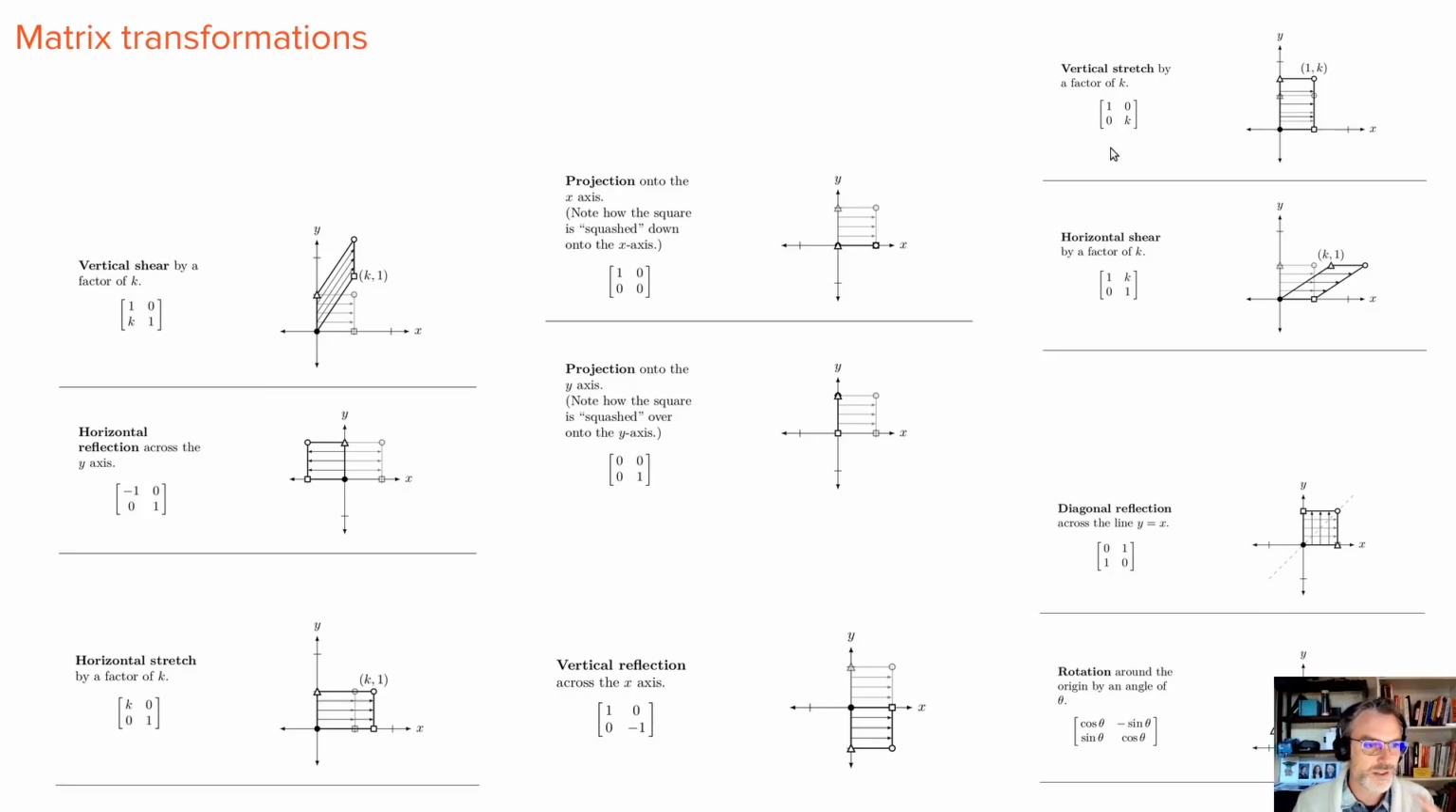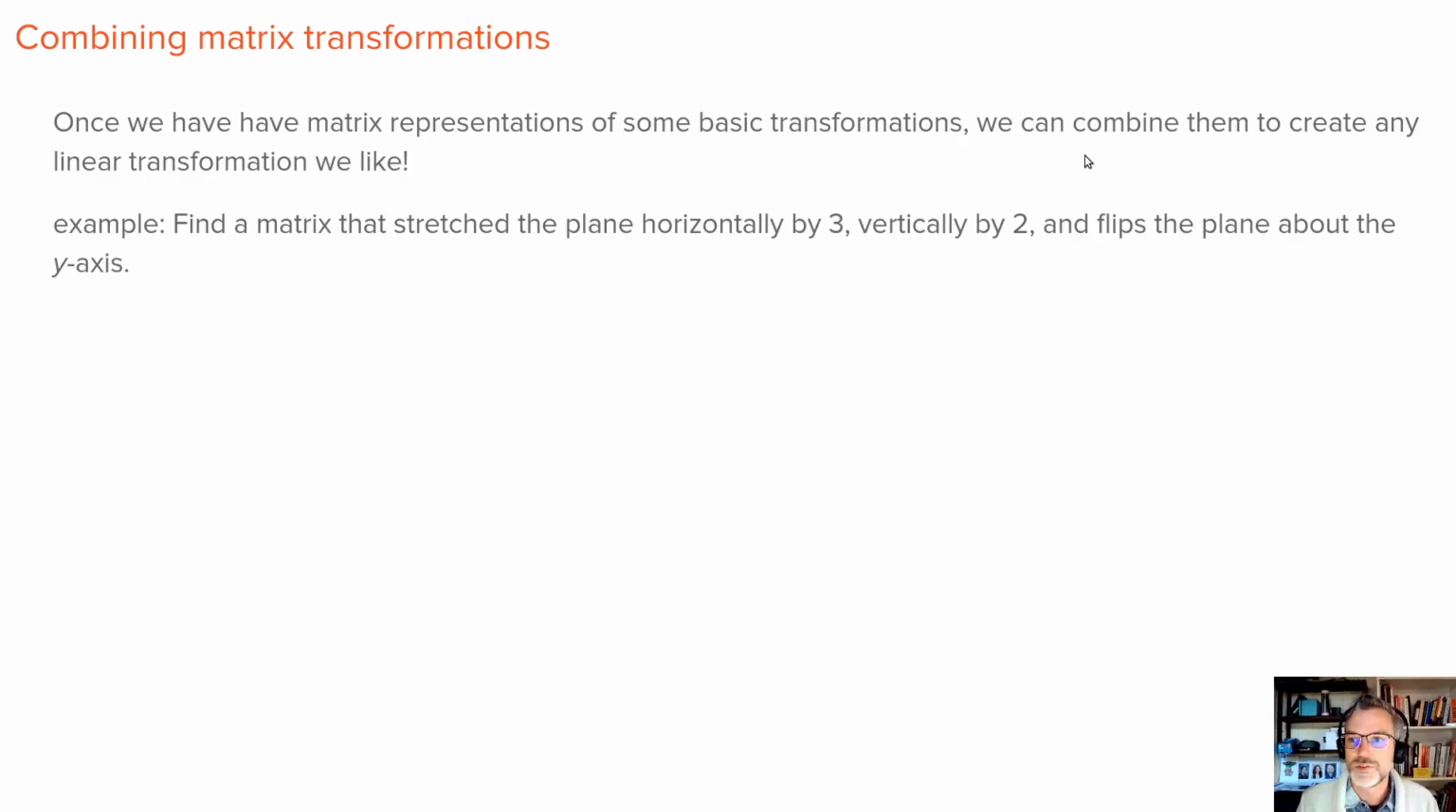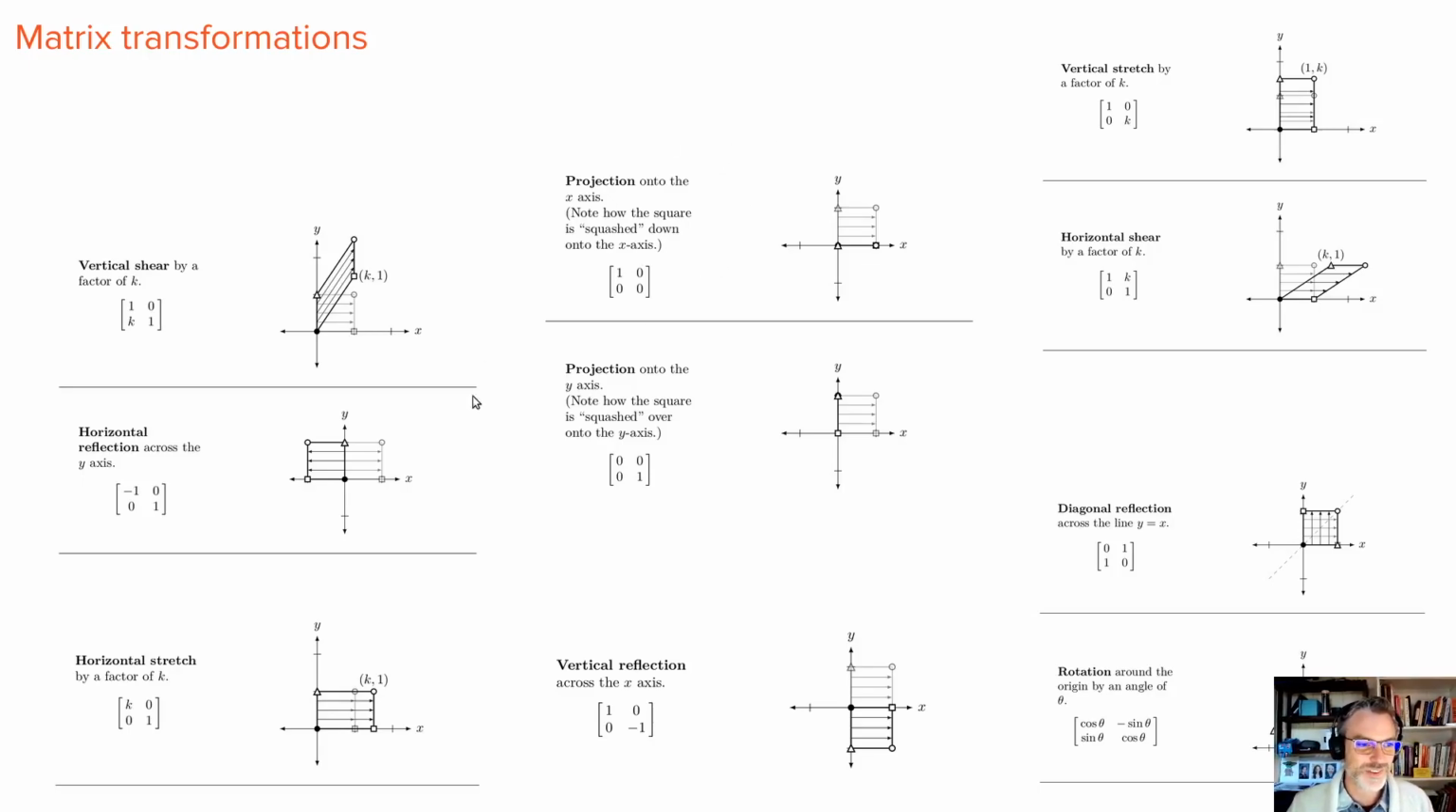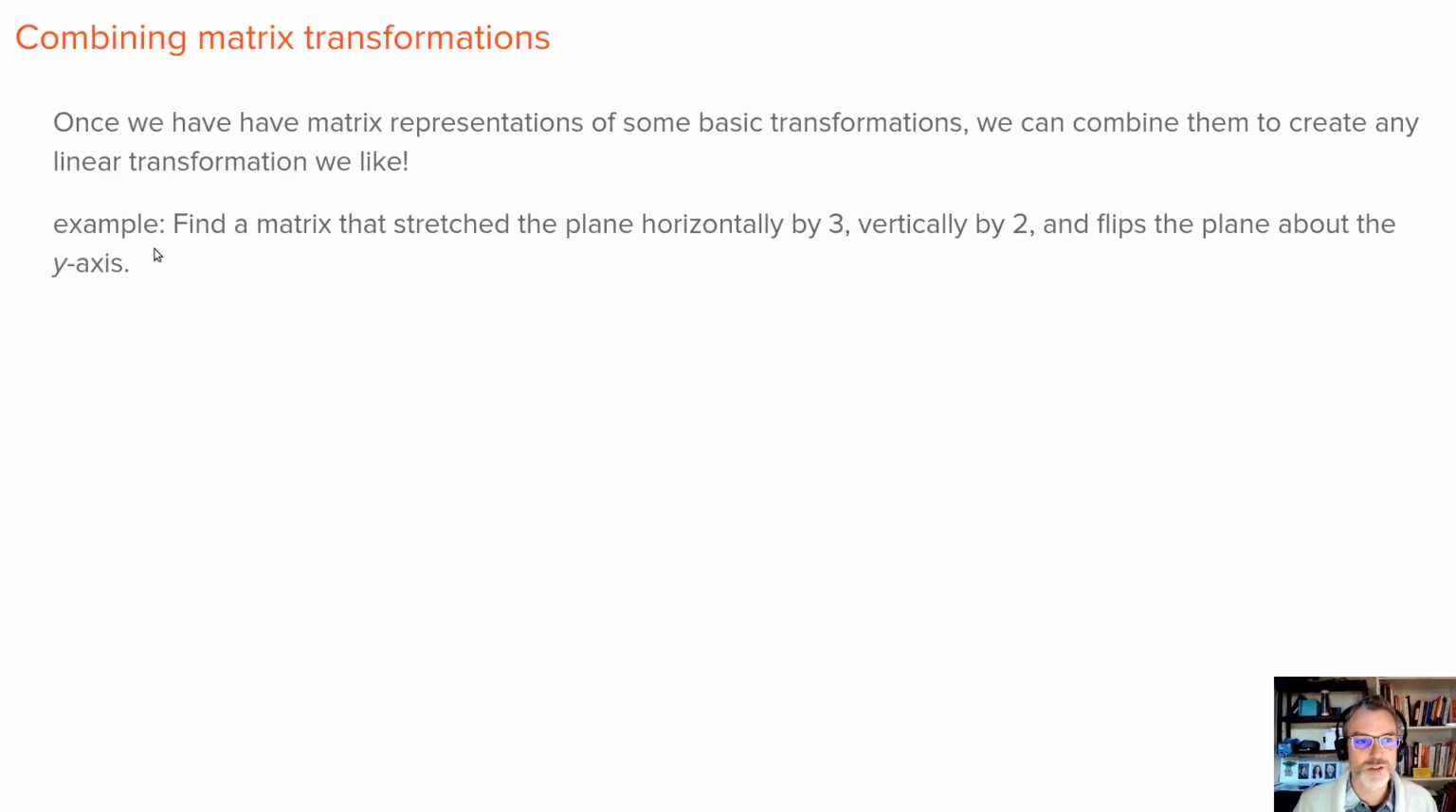And then we also needed a reflection about the vertical axis, which is done right here. So you see we have just a negative. So the matrix we're looking for should look like this. We should have a horizontal stretch by a factor of 3, a vertical stretch by a factor of 2, and then just a negative here to get that reflection about the vertical axis. Okay? So we should have this matrix.